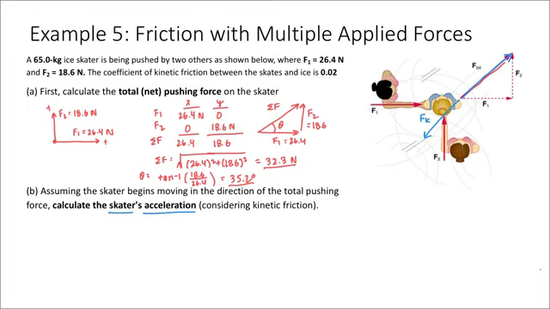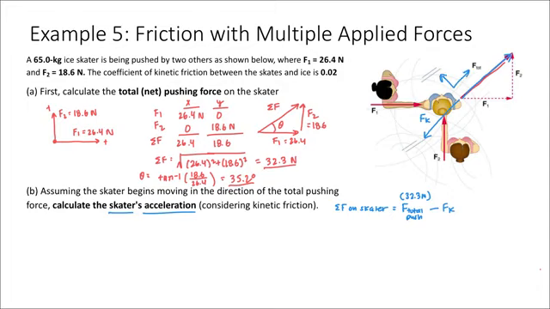Well, how am I going to do that? I need the net force on the skater, right? But in this case, that's going to be equal to the total pushing force, or the total push, which we just calculated, right? That's this 32.3 newtons minus the kinetic force of friction, right? I can treat this like my new x direction.